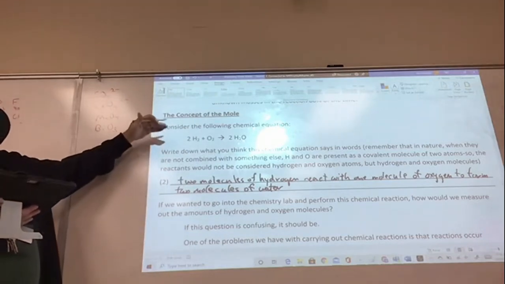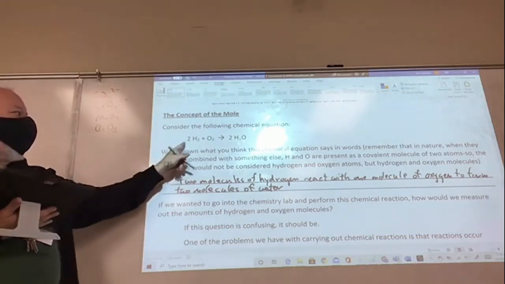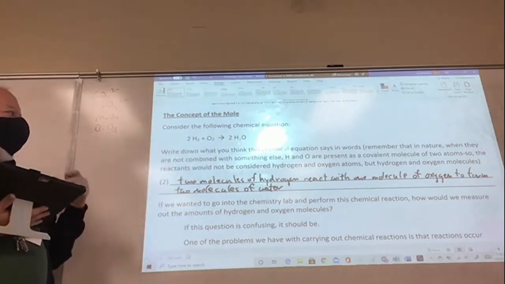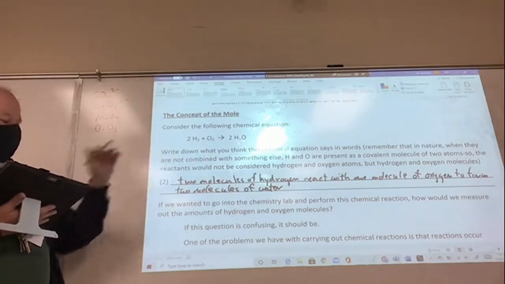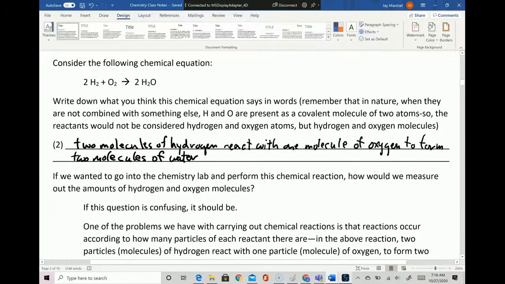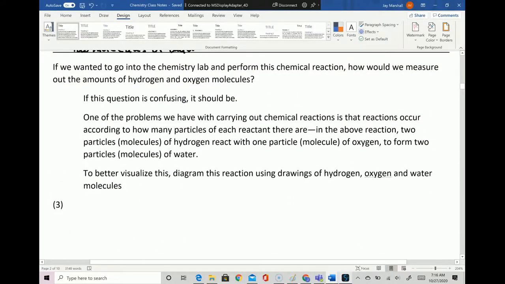Again, when we go into the laboratory and actually do this, we're talking about 10 to the 23rd particles of these things interacting together, and that's a lot more difficult to think about. So again, that's the reason we need this word to tell us what this large number means. So if we wanted to go into the chemistry laboratory and perform this chemical reaction, how would we measure out the amounts of hydrogen and oxygen molecules? And we've already said this is a confusing thing because I can't. One of the problems we have carrying out chemical reactions is that reactions occur according to how many particles of each reactant there are. In the above reaction, two particles of hydrogen react with one particle of oxygen to form two particles or molecules of water.